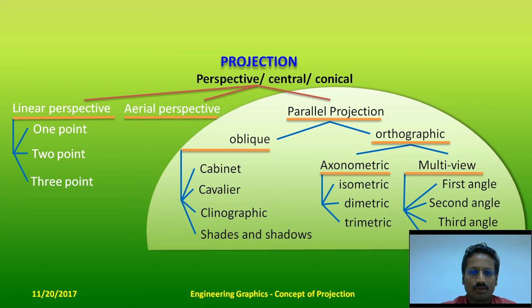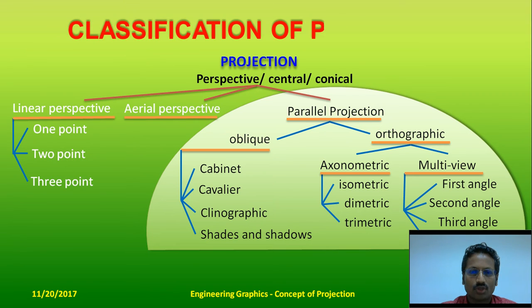Say when you want to show a building or a real-time picture, an artistic view, so you have to use perspective. Perspective is going to be a little complex drawing compared to the multi-view drawings. We'll focus now on multi-view and mostly on the first angle projection. Before that, we'll see what is that first angle. So this is about the classification of the projection.